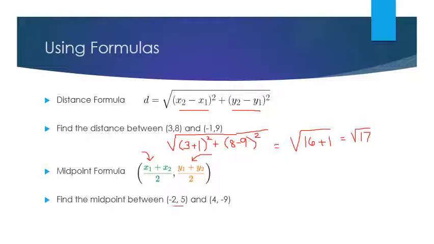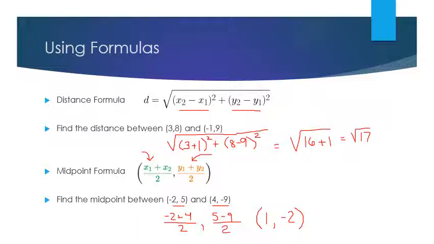So with -2,5 and 4,-9, I would add together the two x terms, -2 plus 4, divide the sum by 2, and that will be the x point. Then I'll add 5 plus -9, or just -9, over 2, and that will be my y coordinate. Well, -2 plus 4 is 2, and 2 over 2 is 1. 5 minus 9 is -4. -4 over 2 is -2. So the point that lies exactly in between these 2 points is 1,-2.